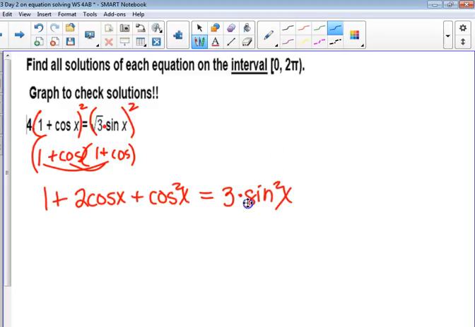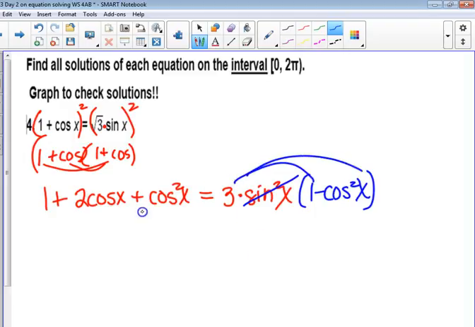Yeah. Sine squared is 1 minus cosine squared. So we are finally looking like at least we only have cosines, right? We have to distribute the 3. You do a little algebra on your paper and see if you can get that all to one side.